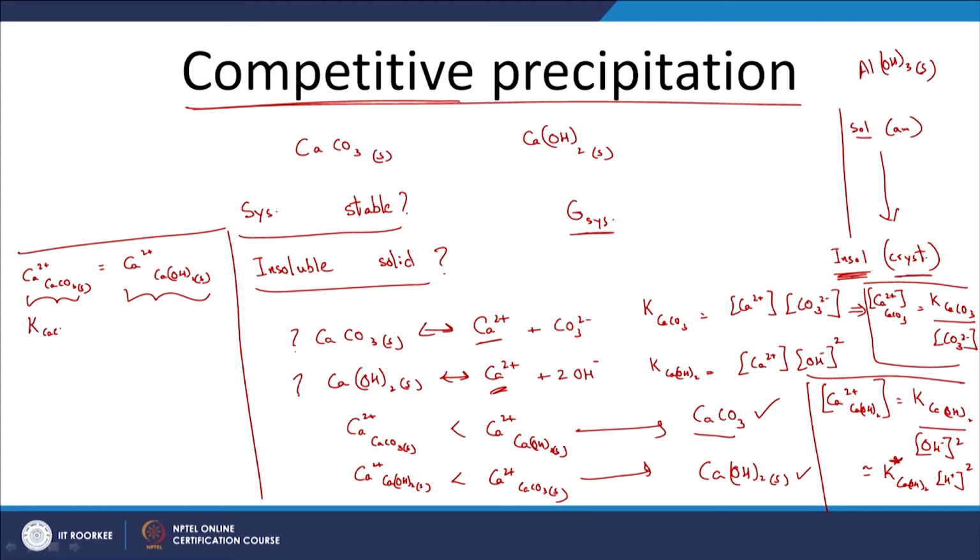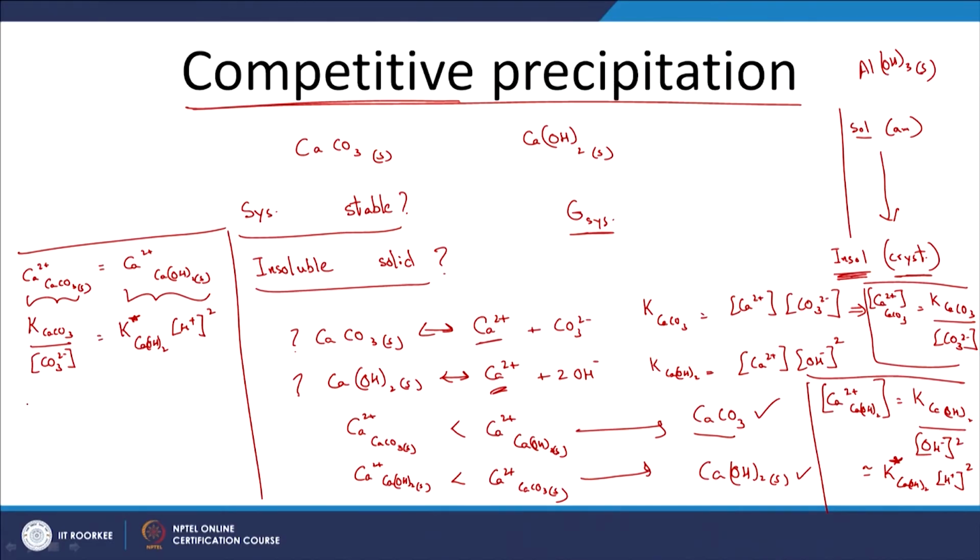Solubility constant of CaCO3 by the concentration of CO3 2 minus is going to be equal to K star Ca(OH)2 into H plus squared. So again, what is it that we are trying to develop? We are trying to understand the system when both these solids can precipitate out. That is why we need the concentration of calcium in equilibrium with each of the solids to be equal. Only then will we have both the solids precipitating out.